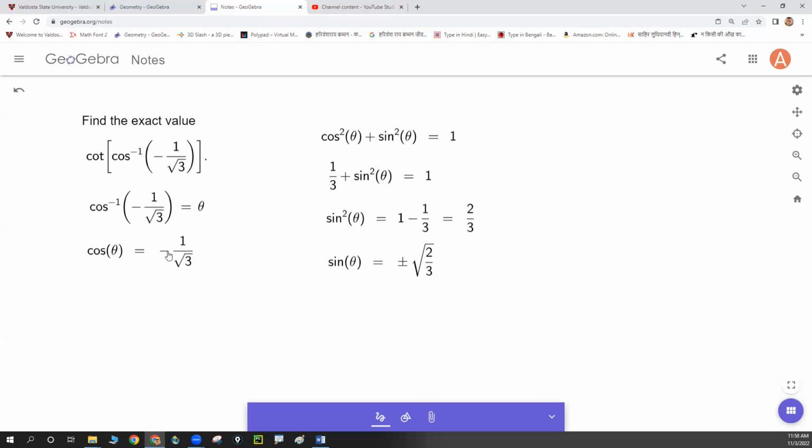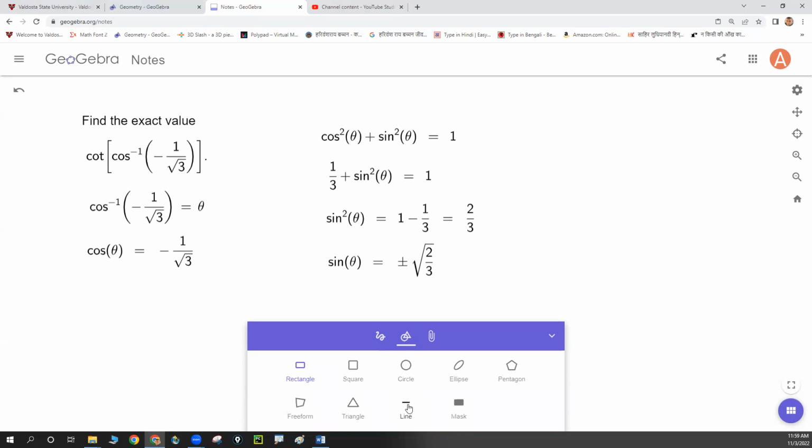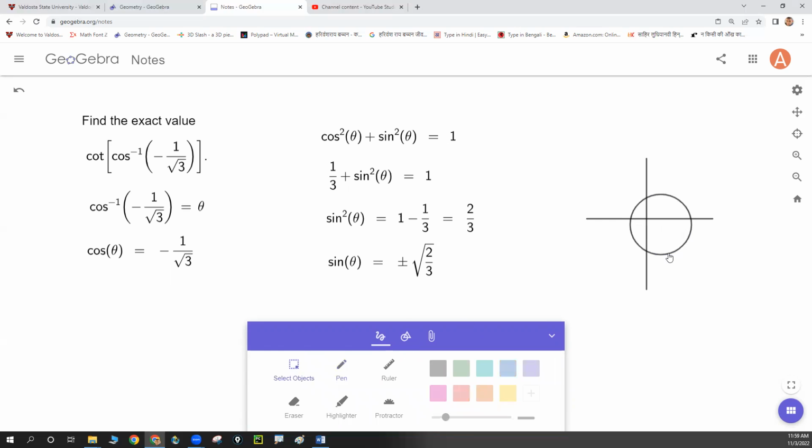Let's try it once again. Since cosine theta is negative and theta has to be in the upper half, theta must be in quadrant 2. Let me tell you what I mean. Here, when you have your unit circle, I will draw the circle. Since it's an inverse function, theta has to be here. But cosine theta is negative. It has to be here. And right here, sine theta is positive.